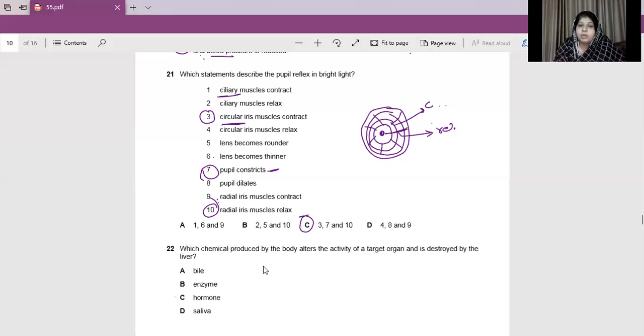Number 22: which chemical produced in the body alters the activity of a target organ? Something is produced in the body that affects a particular organ and is destroyed by the liver. So the word target organ is related to hormones. When someone takes extra hormone or the body produces extra hormone, the extra will be destroyed by the liver.